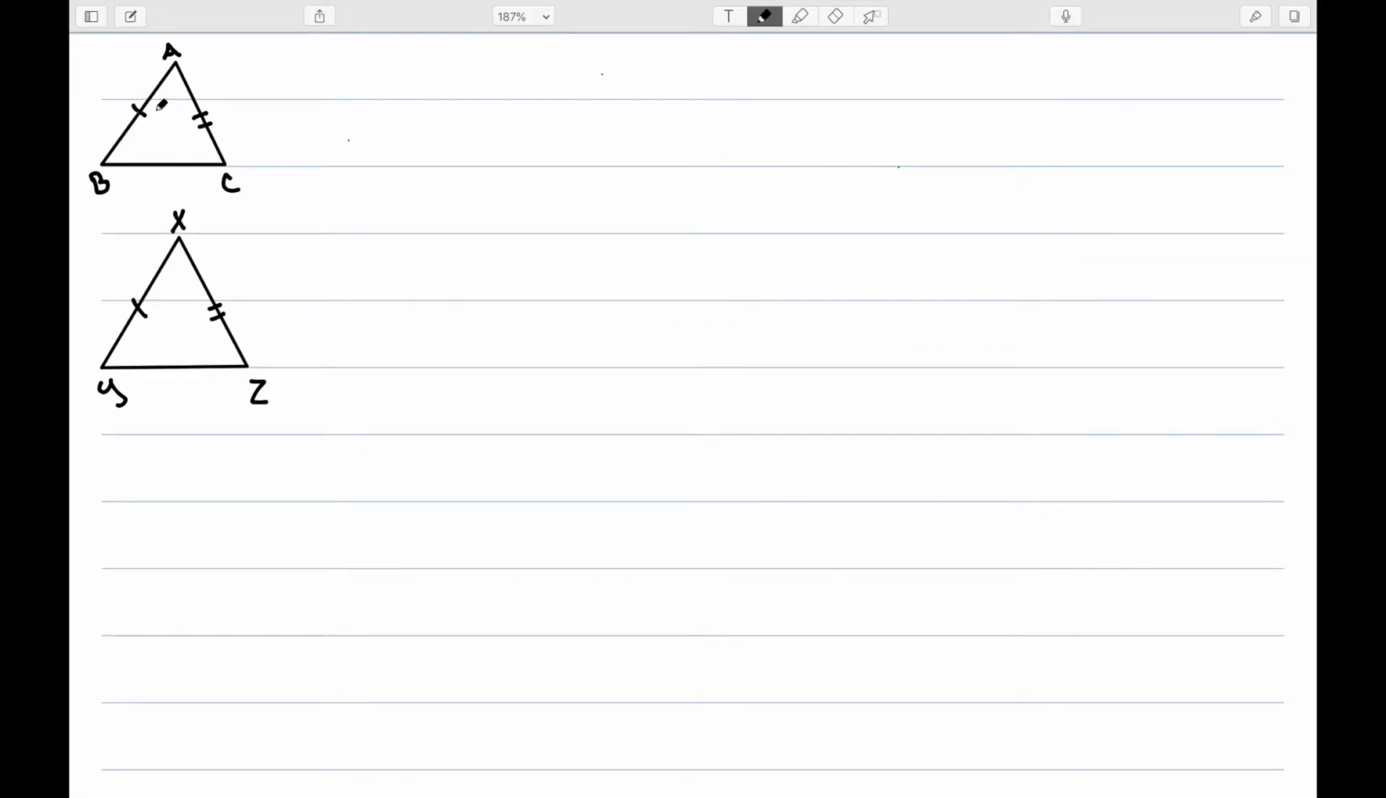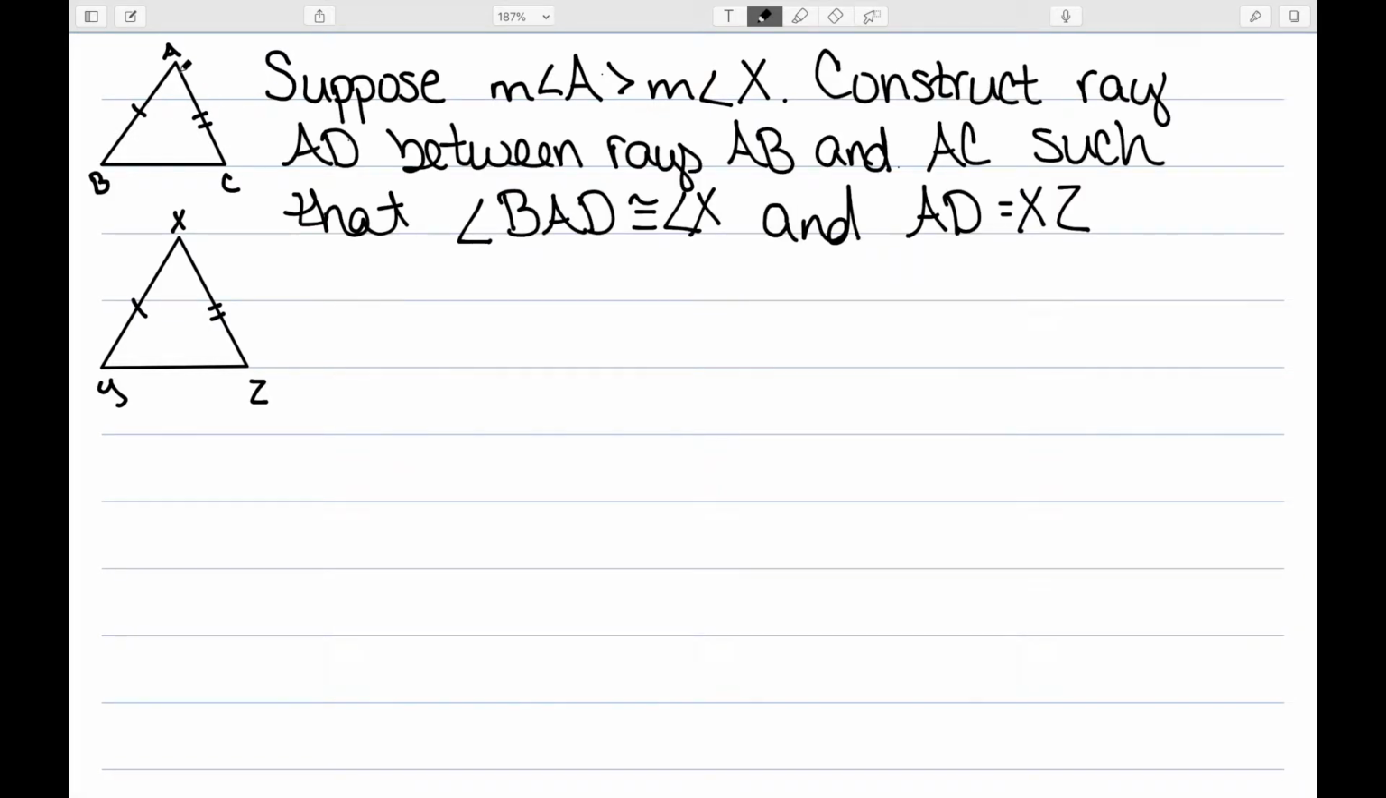So let's try to prove this. Here I have these two triangles. I know side AB and side XY are congruent, and side AC and side XZ are congruent. However, I'm going to suppose that angle A is bigger than angle X. I then want to construct this ray AD that comes down here. We'll say D is approximately there, between AB and AC, such that angle BAD and angle X are congruent.